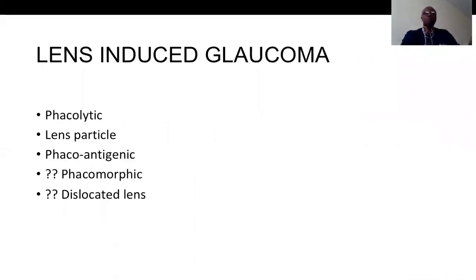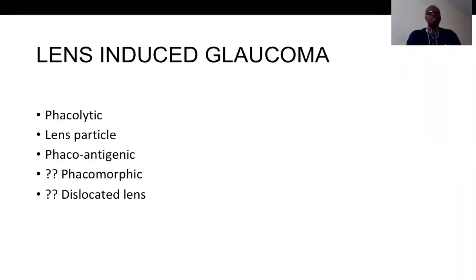The next group of secondary glaucomas are the lens-induced glaucomas. We have a list of 5, as you can see on your screen. The lower 2 actually cause pupillary block and then angle closure, secondary angle closure glaucoma, so we won't be going into their details here. For the first 3, we'll be going into some details. The first is the phacolytic glaucoma.